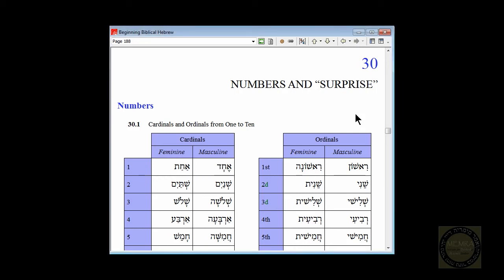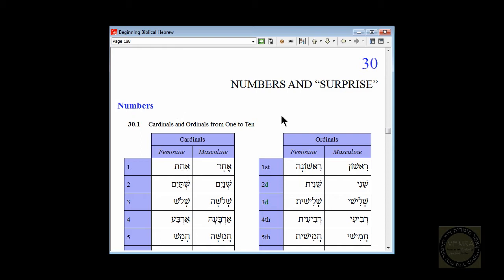This is the overview for Futato chapter 30. This is going to be a very brief overview because frankly this chapter is just reading. You're not going to have to really memorize forms. I would advise you to treat numbers as vocabulary.